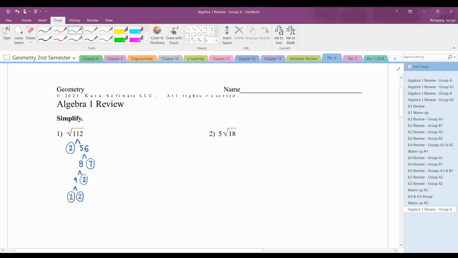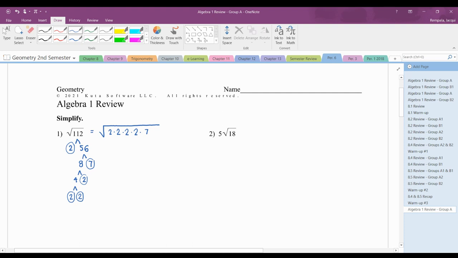Now that I've got my factor tree and I can't extend the branches any further, I'm going to put all of those circled numbers back underneath the radical. Count them carefully: 1, 2, 3, 4, 5 numbers. So it looks like there are four 2s and one 7. You can always double check: if I multiply all of those numbers back together, it should get me 112.